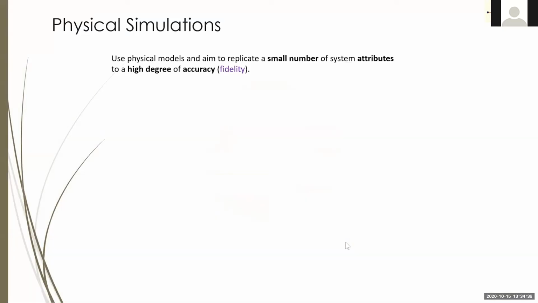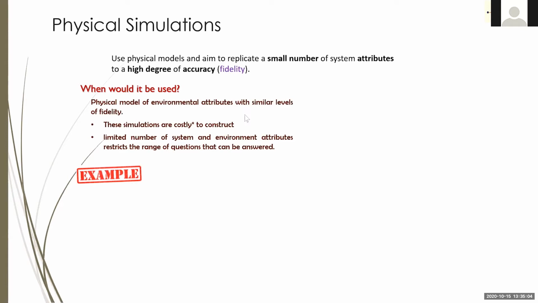Okay, now let's talk about physical simulations and get some examples. We might use some physical simulations to replicate a small number of attributes. The important thing over here is that even though it's just a set of attributes, we want to get a very high degree of accuracy in modeling those small parts. When can we use that? When we want to get the behavior of some of those attributes within a given environment.